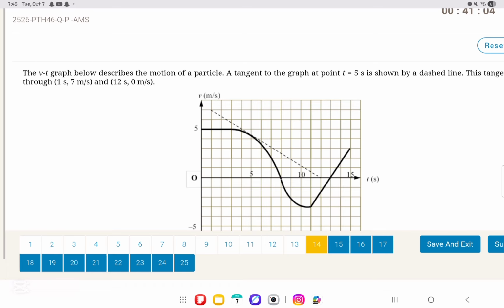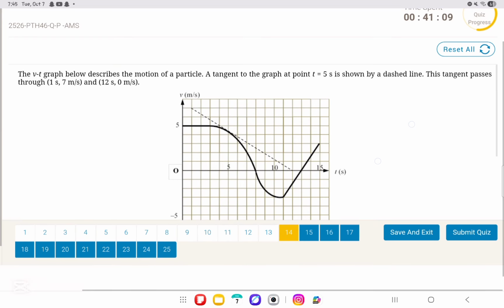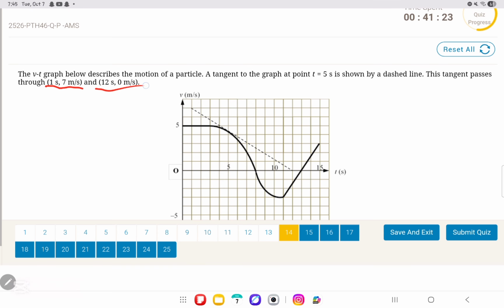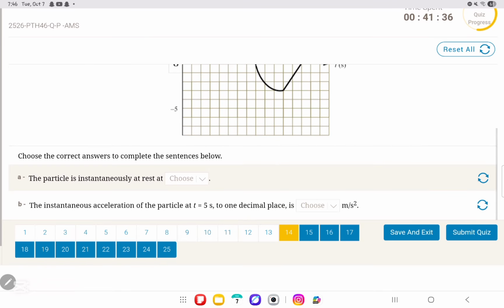Question number 14. What do we have? We have a VT graph below that describes the motion of a particle. The tangent to the graph at point t equal 5 is shown by a dashed line. Okay, no, actually very important. They told us that it passes through this point and this point, so they already gave us the points. We don't need to waste our time and use all our brain cells to try and find a point that they didn't even represent clearly. No, they actually gave us the points. That's very thoughtful of them.